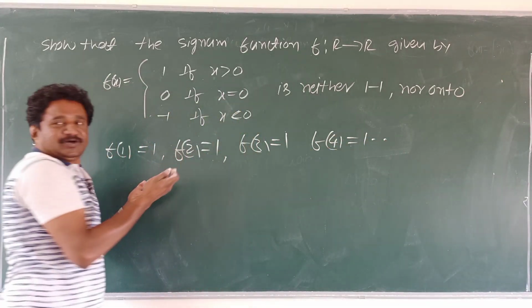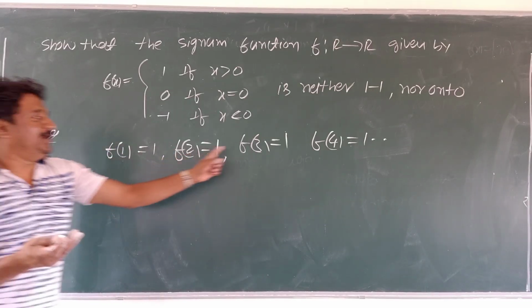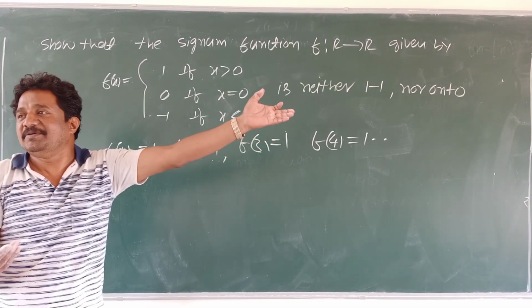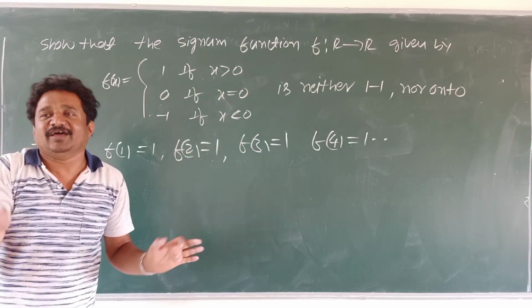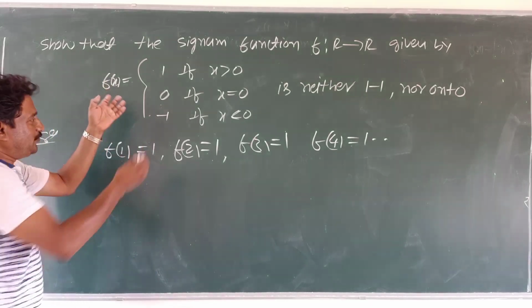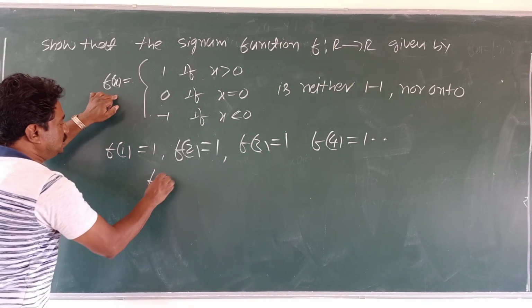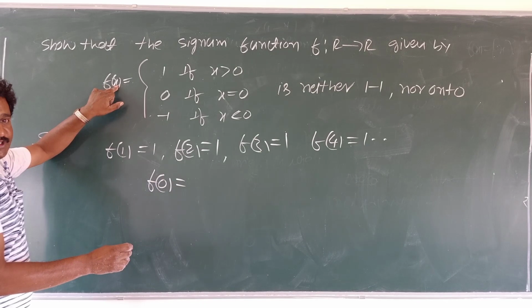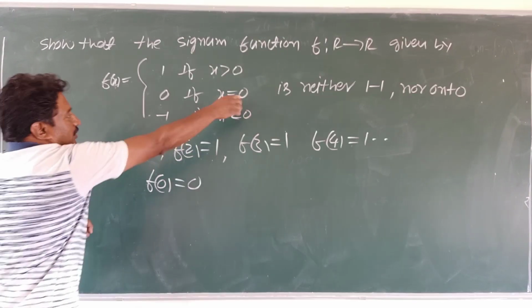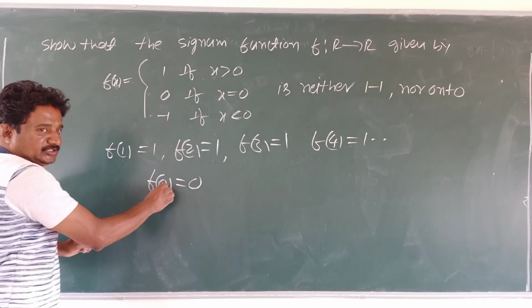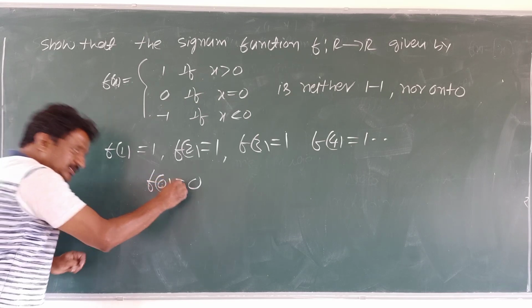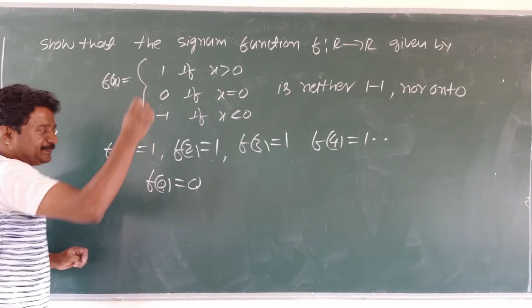From this it is so clear. Different elements are related to the same image. Is it one-one or not one-one? Not one-one. So first I write f(0). Tell me how much is f(0)? 0. If x is 0, f(x) is equal to 0.